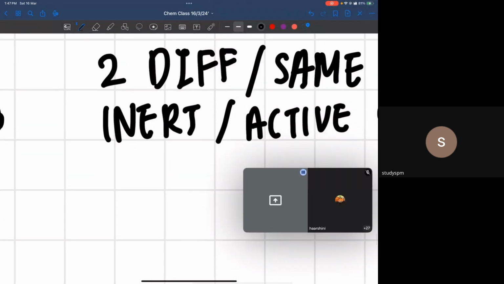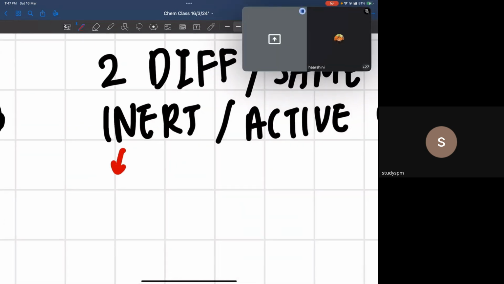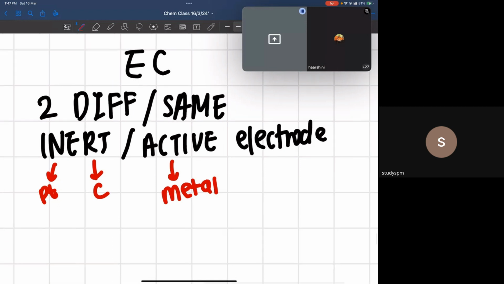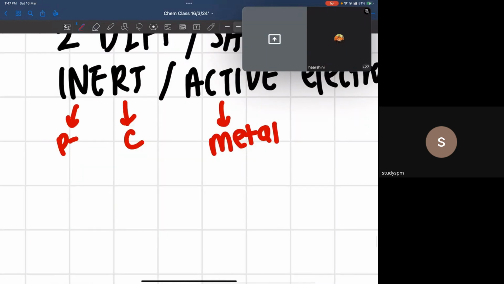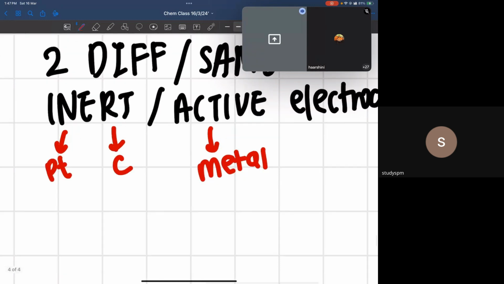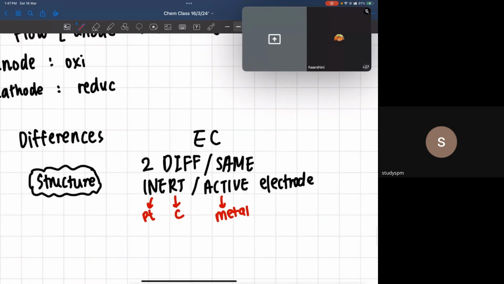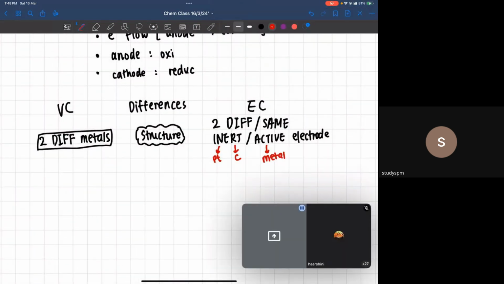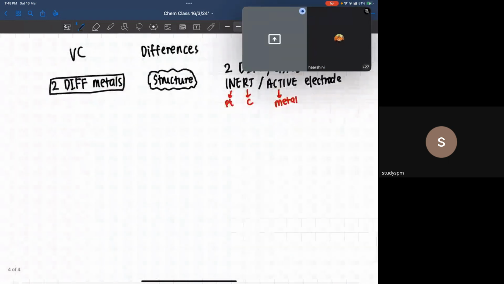For inert, okay, I write here small. Inert is platinum and carbon. For active, usually metal. Okay, silver is also considered active. As long as you don't see platinum or carbon, that's definitely active. Okay, so here is a very easy one, the first one. This is really the basic thing that you can see with your eyes. Okay, this one is structure.